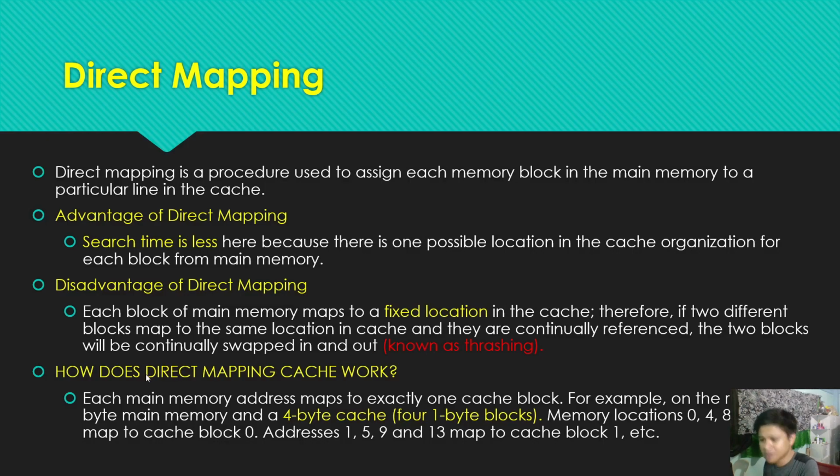So how does this direct mapping cache work? Each main memory address maps to exactly one cache block. For example, on the right is a 16-byte main memory and a 4-byte cache with 1-byte blocks. Memory locations 0, 4, 8, and 12 all map to cache block 0. Addresses 1, 5, 9, and 13 map to cache block 1. Then we have 2, 6, 10, and 14, which will go to block 2, and so on and so forth.